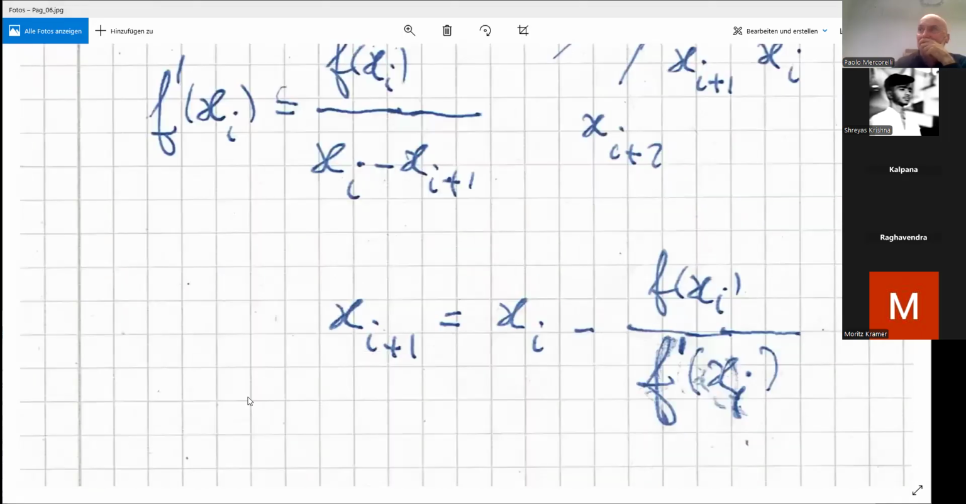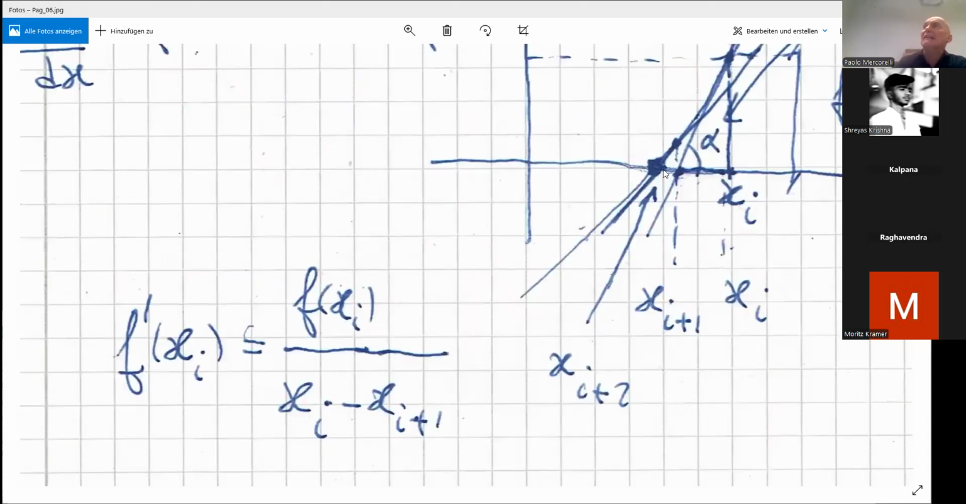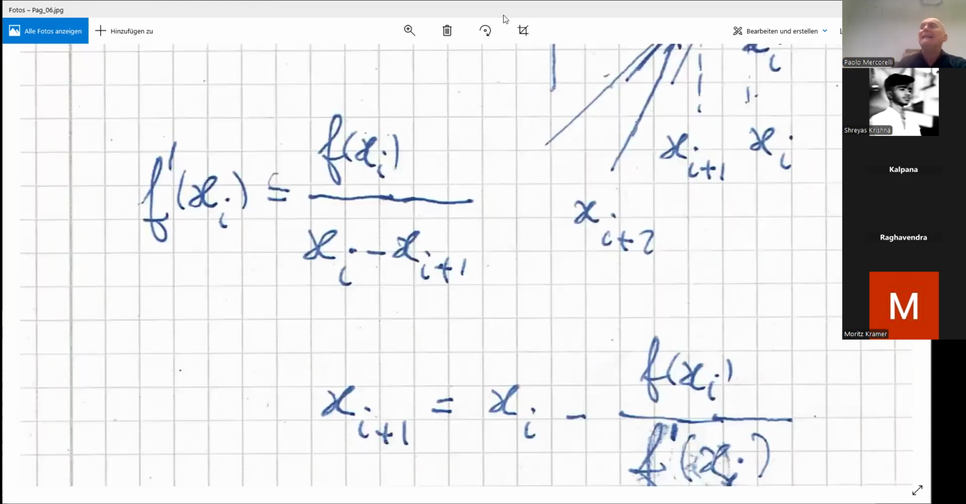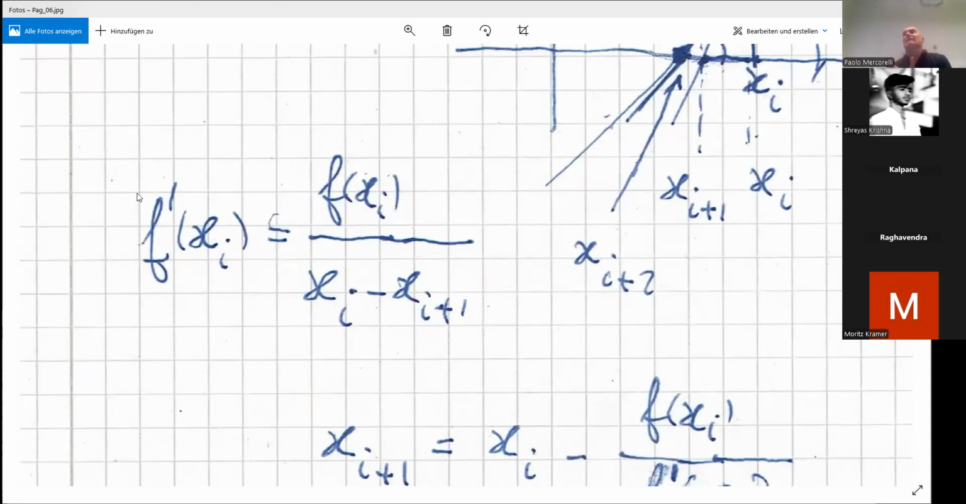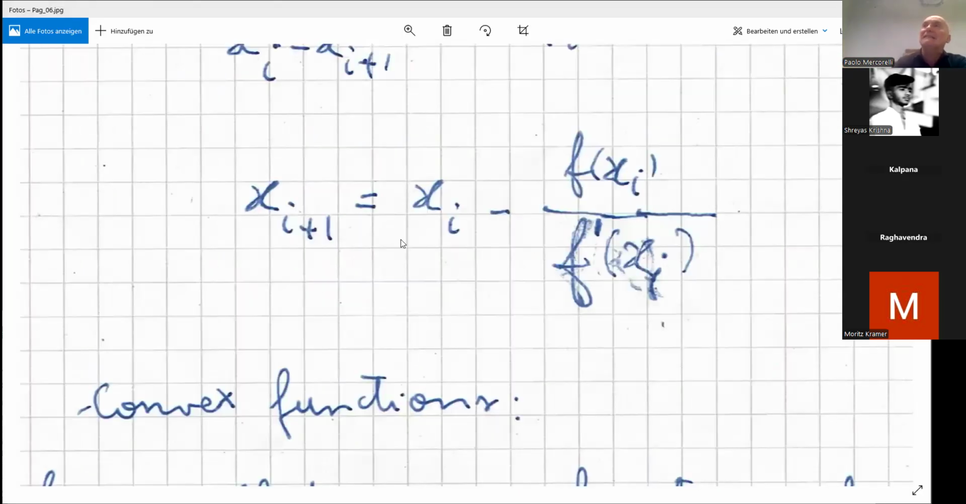Here's the solution, recursively. Starting from xi, it doesn't matter where, left or right, apply this expression, which came from the approximation of the derivative. Let me explain intuitively in two or three words. This is the final expression, which iteratively converges to the x that realizes f of x equals 0. Applying this seems complex, but it's not.